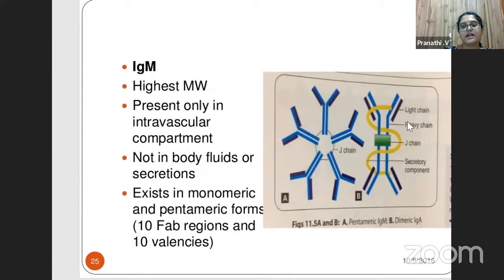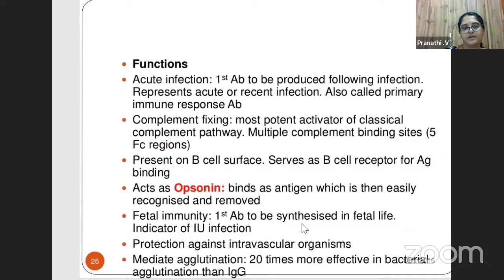Now let us have a look at IgM. It has the highest molecular weight. This is the monomeric form. This is the pentameric form. So there are 5 immunoglobulin M molecules which come together forming the pentameric form. This is the J chain which joins the different monomers together. So where is it present? Because it has a high molecular weight, it is usually not present in the different kinds of secretions. It is present only intravascularly, in the monomeric or the pentameric forms.